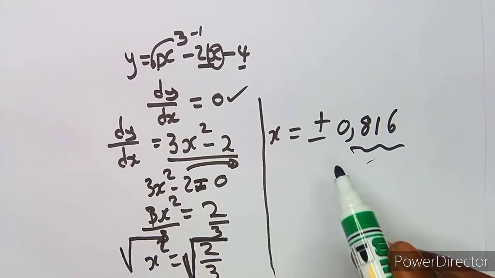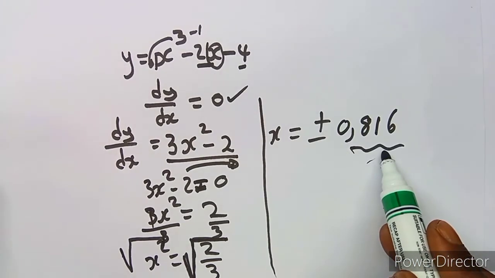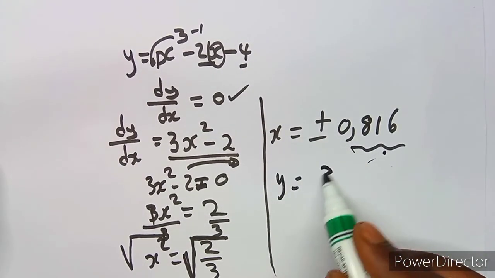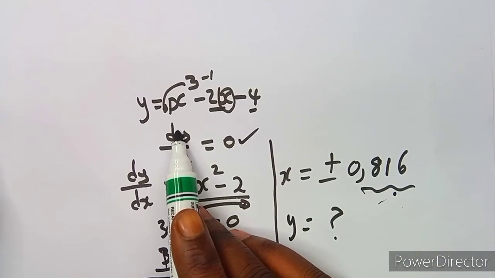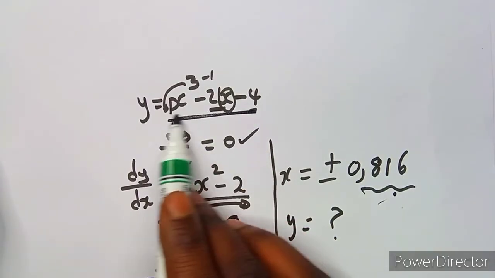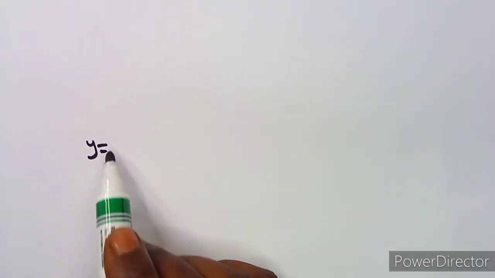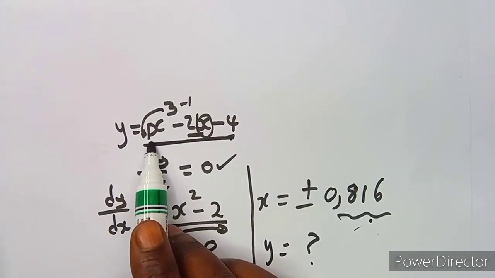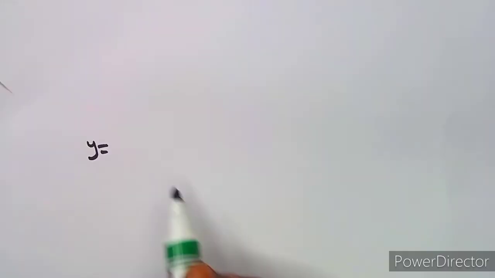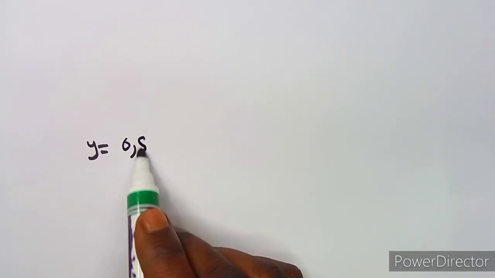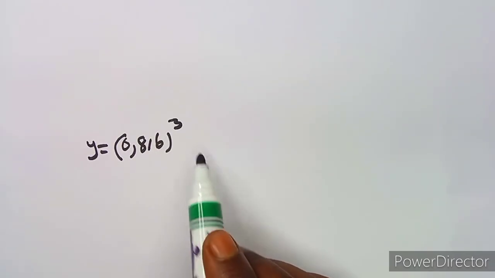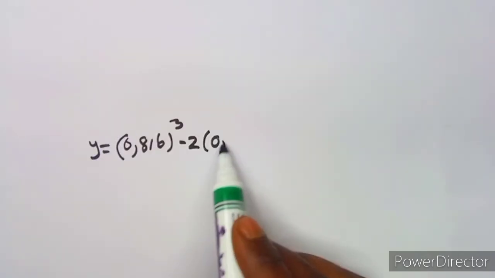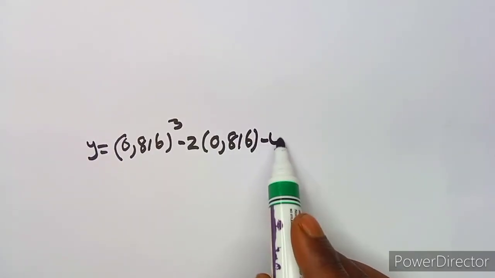So from these two possible values, as you can see, it's a plus and it's a minus. You are now going to find the values of y from this normal function. So that is where you are going to substitute. So y is equal to x to the exponent of 3 minus 2x minus 4. Substitute there, so it's 0.816. Start with the positive, to the exponent of 3, minus 2 into 0.816, like this, minus 4.